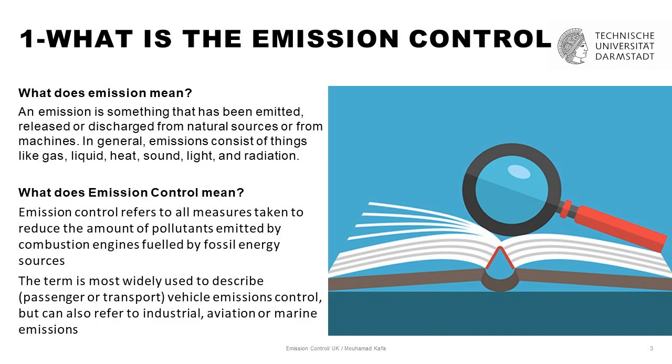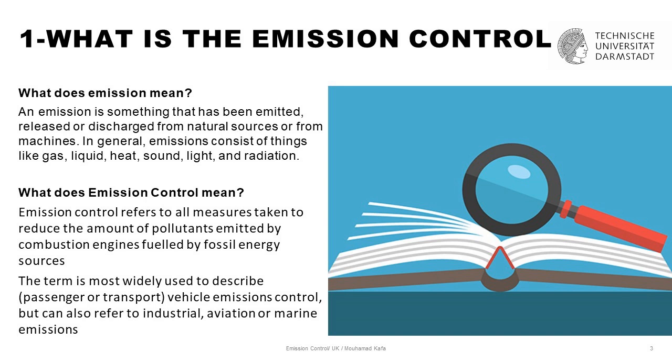What does emission mean? An emission is something that has been emitted, released, or discharged from natural sources or from machines. In general, emissions consist of things like gas, liquid, heat, sound, light, and radiation.